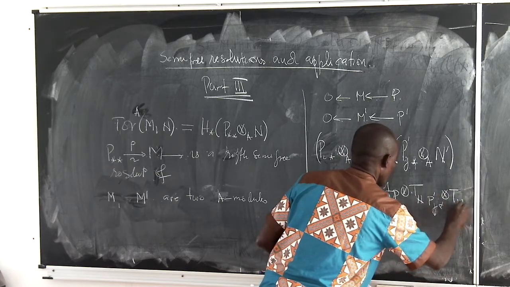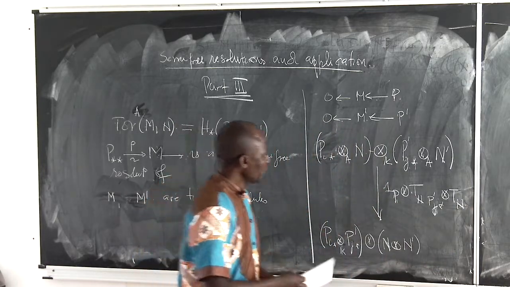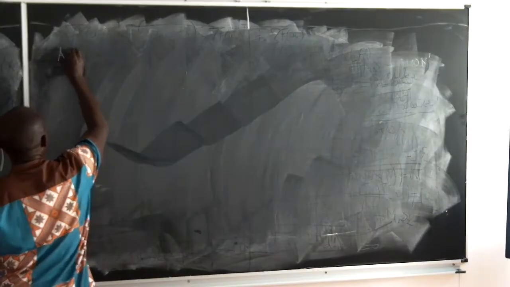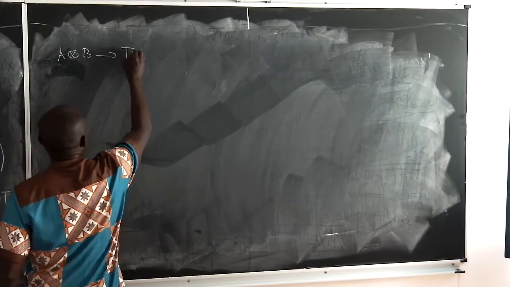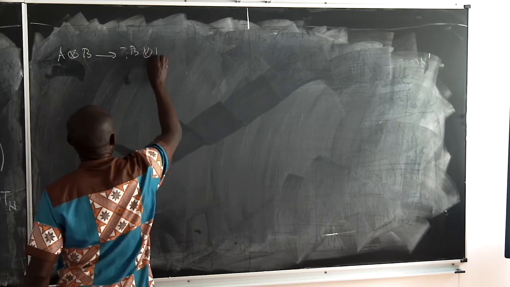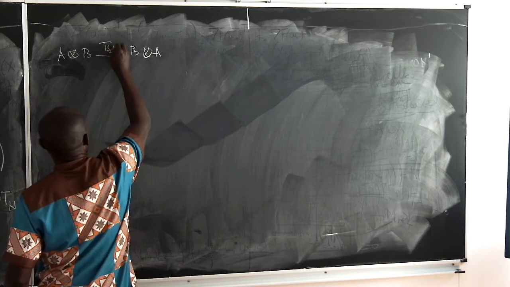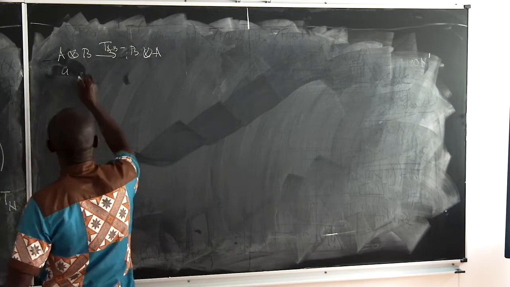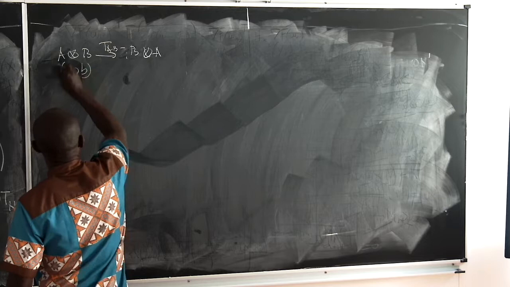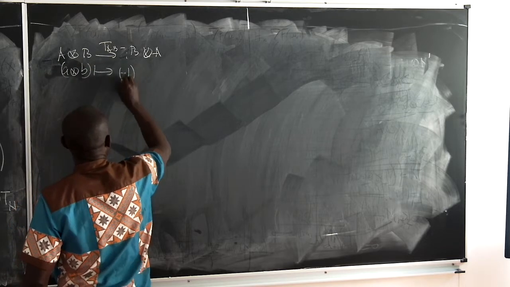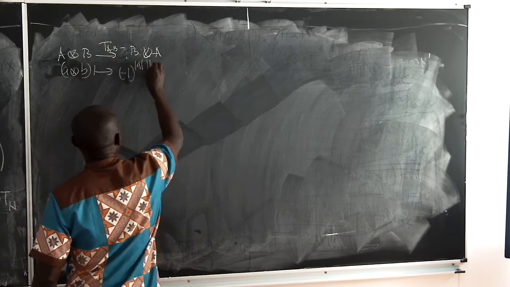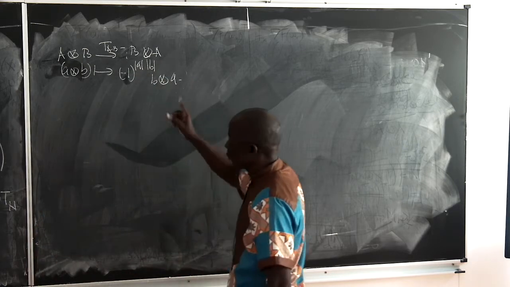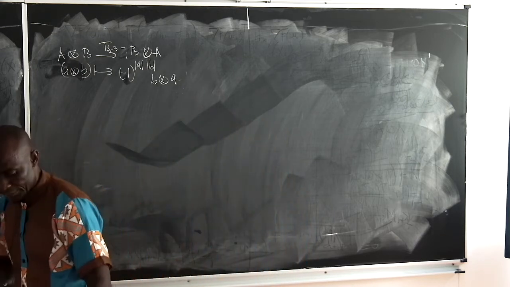tensor T_n. Here T_n is, I define this map, A tensor B to B tensor A. The map T_{A,B} is just the map which interchanges the position of A and B as follows: (-1)^{degree of A, degree of B}, B tensor A. This is what I did the first day.